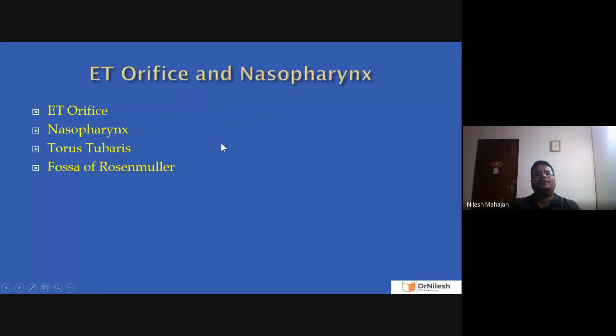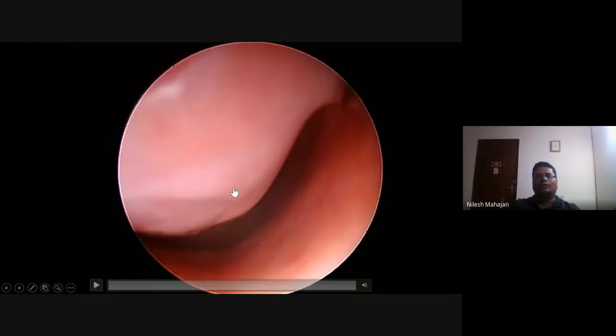So we'll start with the eustachian tube orifice and nasopharynx. In the lowermost cut, you'll be able to see the eustachian tube orifice, nasopharynx, torus tubarius, and fossa of Rosenmuller. See carefully all these four structures. None of these structures has bone, still we can see them on the HRCT of the temporal bone. That's why I told you HRCT is best for bone, but you can see the soft tissues also. So I told you, you should know the anatomy to find out how it looks radiologically.